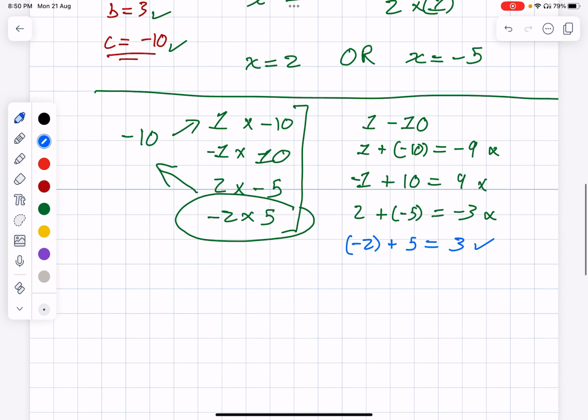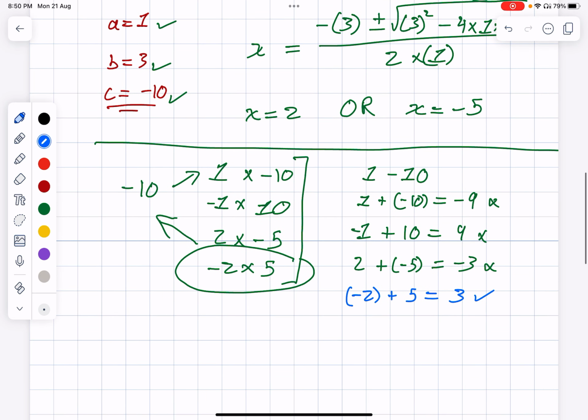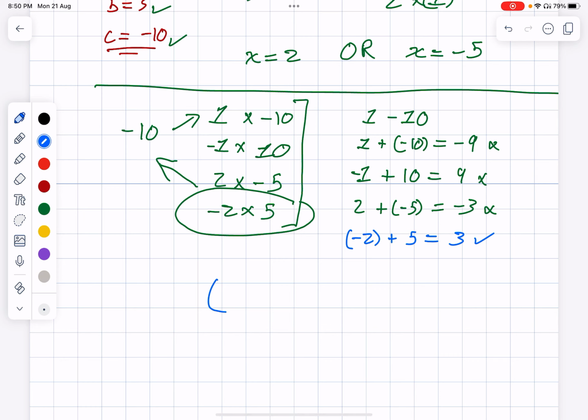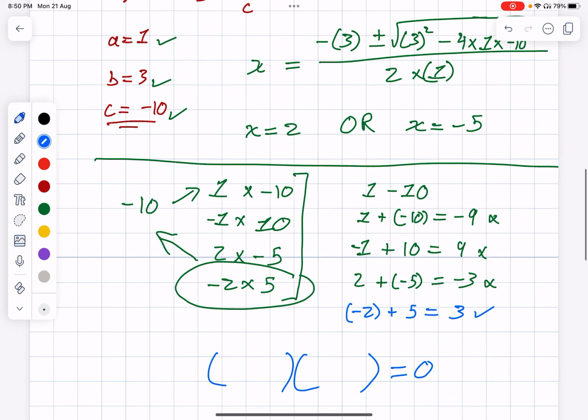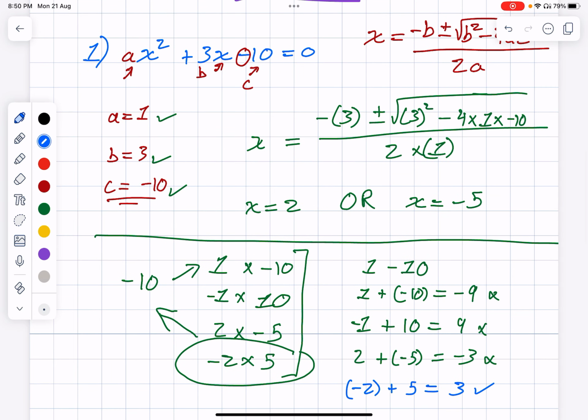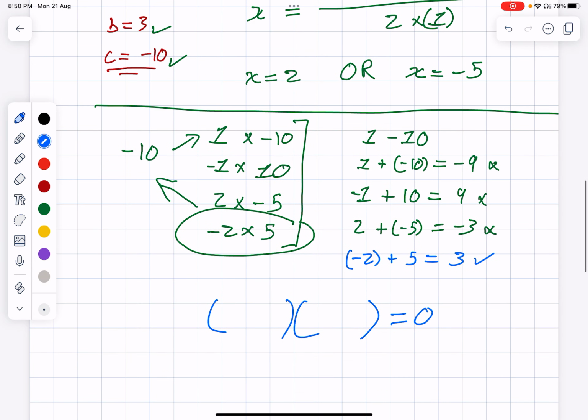So what you can do is this, since the value of a is 1: you open brackets, as simple as that, and then equate it to 0, because the question says equal to 0 from the beginning. You put x minus 2, and x plus 5.